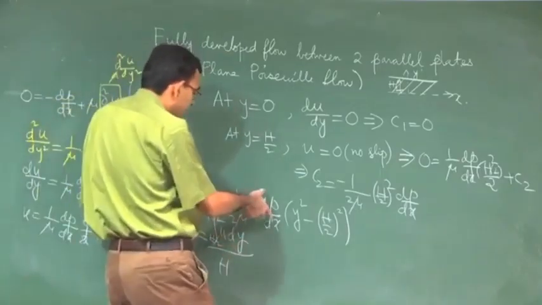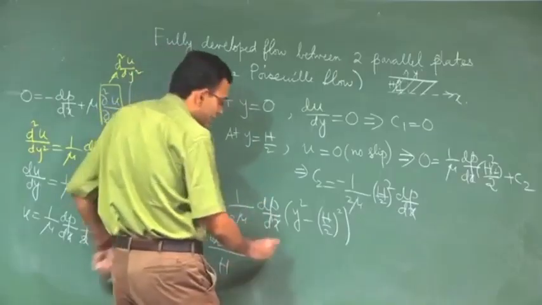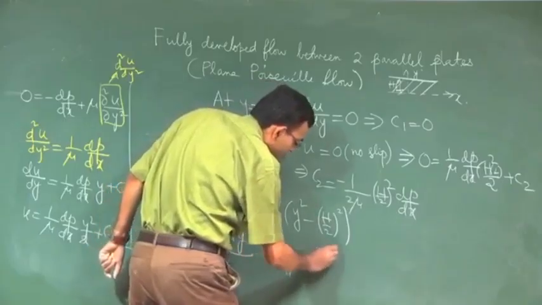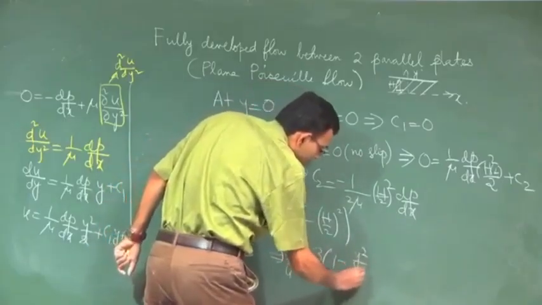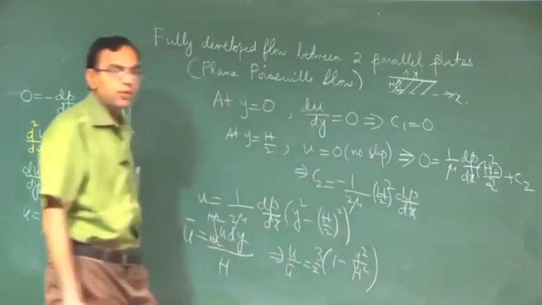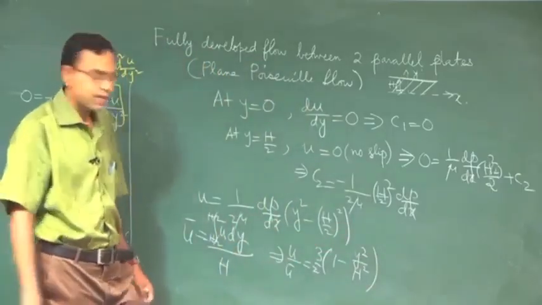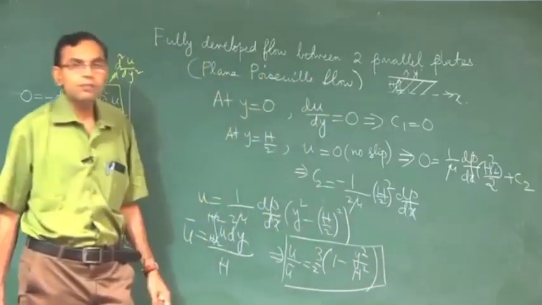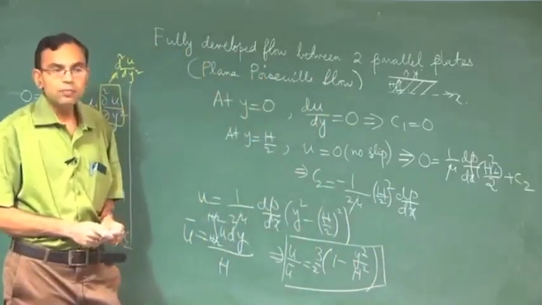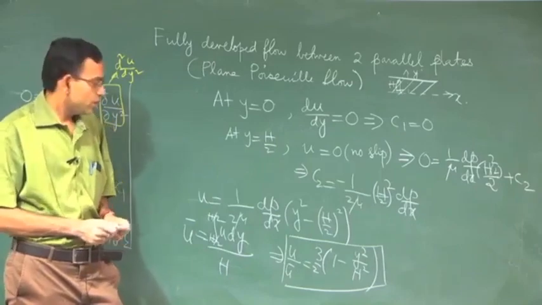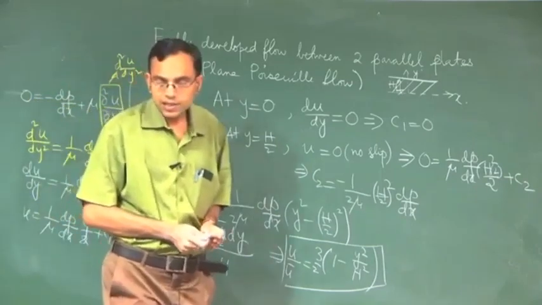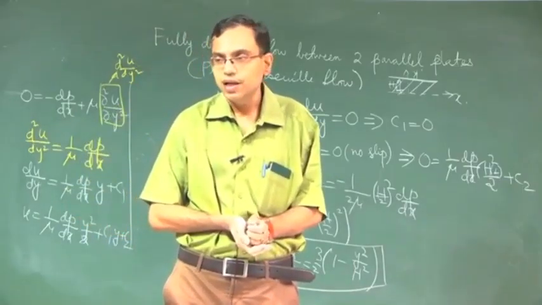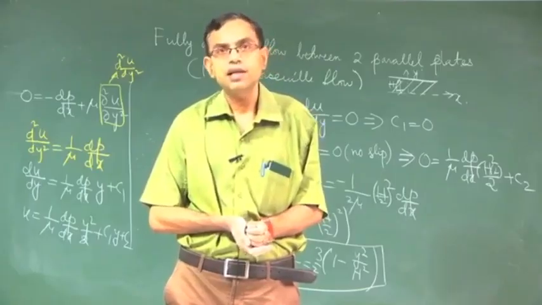So, if you calculate this one and plug in here, you will get u by u average is 3 by 2 into 1 minus y square by h square, and this is a parabolic expression. So, this is the expression of the fully developed velocity profile through a parallel plate channel, which is the so called plane Poiseuille flow. So, we have today discussed some exact solutions of the Navier Stokes equation, and we will continue with that in the next lecture. Thank you.